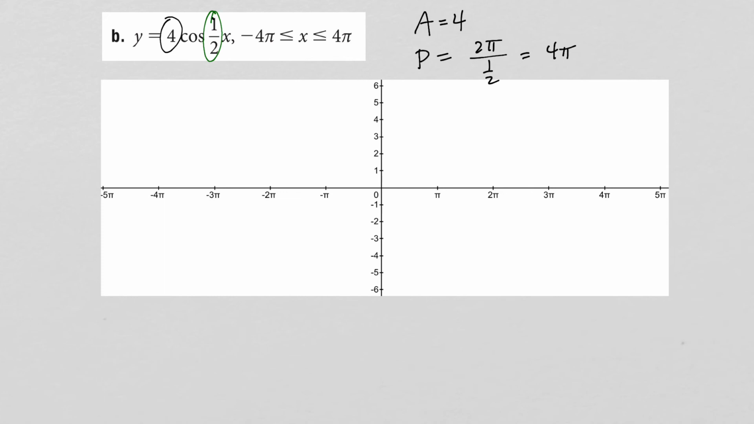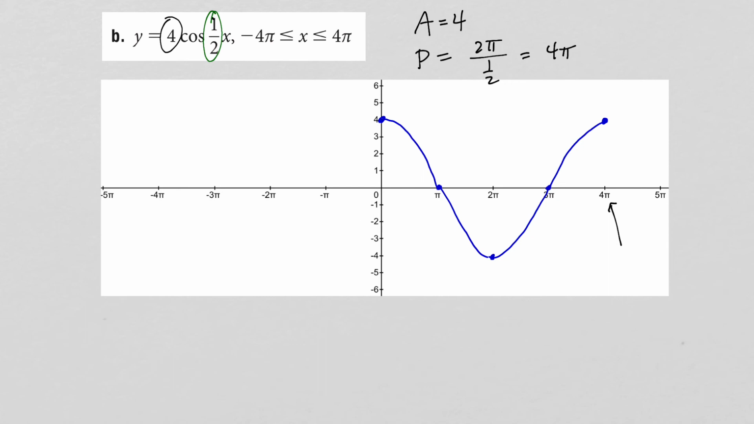Now this is a cosine graph, so we're going to have one full period starting at 0 and ending at 4 pi. Cosine, remember, doesn't start at the origin. Cosine starts at the high point, and the high point is going to be up at 4. At 4 pi, it's going to end at that same level. Cosine starts high and ends high. Halfway in between, it will be down here at negative 4, and halfway in between those values, it will cross the x-axis. And so the first cycle of this graph looks like this.